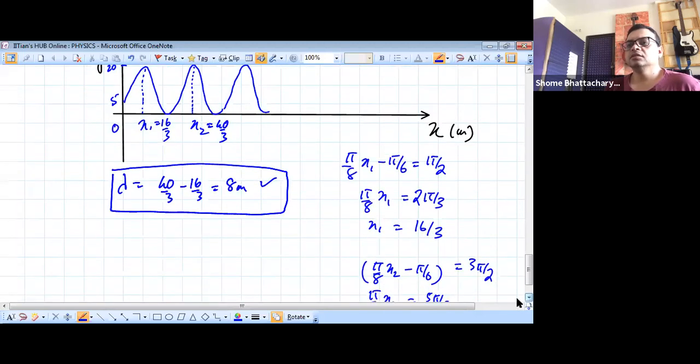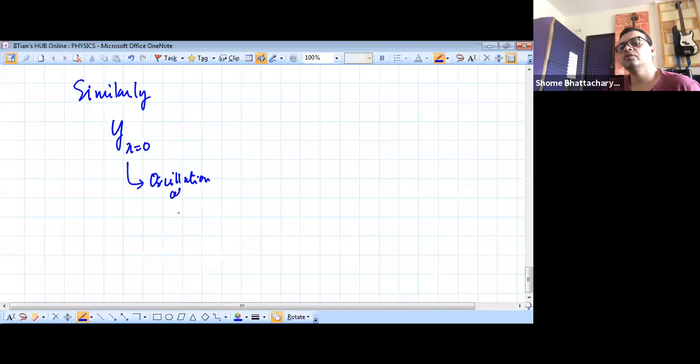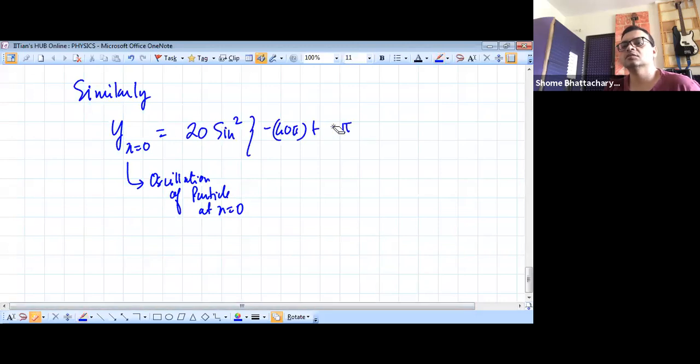Similarly, if you were to look at y versus t at some value of x, this is the oscillation of the particle at x equal to 0. So that would be 20 sine square of minus 40 pi t minus pi by 6. Okay. So you can see that this is an oscillation again which would have that kind of relation.